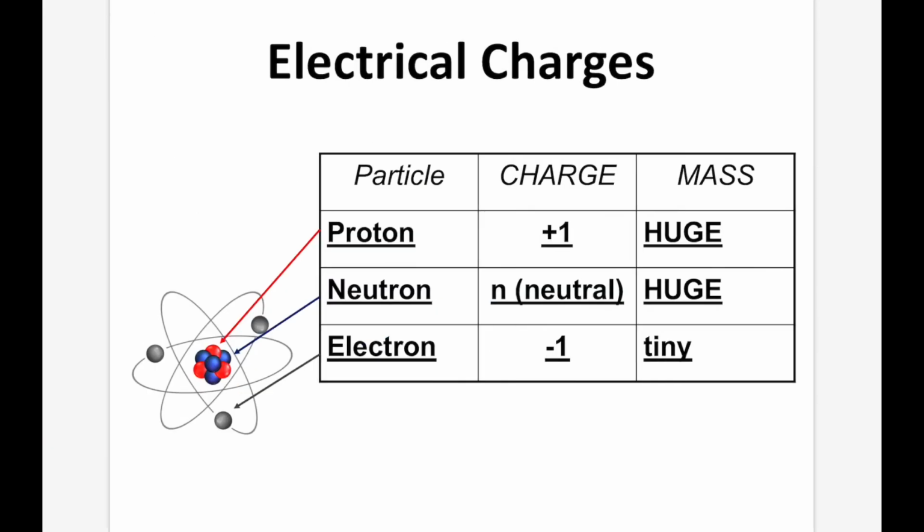Electrical charges. In regards to the atom, what you need to know is that we have protons, neutrons, and electrons. Protons are positively charged, and they have a large mass, relatively speaking. Neutrons have a neutral charge, so no charge, and they're also large, relatively speaking. And then last, we have electrons around the outside that are negatively charged and have a tiny mass. It's the electrons that we're going to be focusing on today.